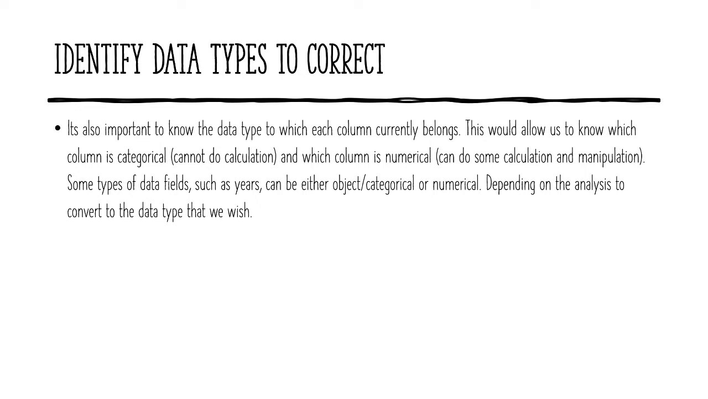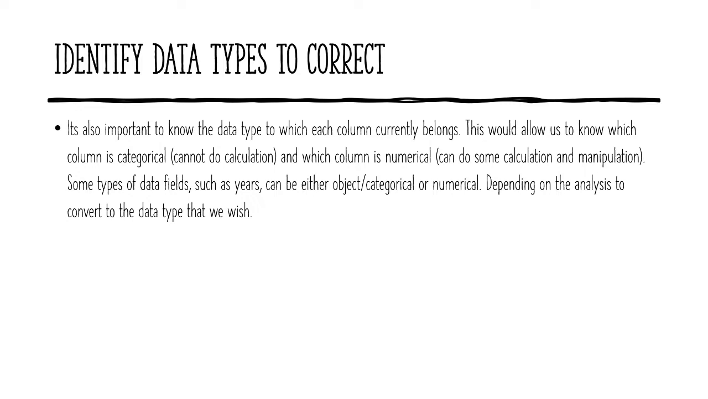the data types, to allow us to figure out whether we want to correct the data type or not. So it's important to know the data type to which each column currently belongs. When we first load the data, Pandas will look at the data and try to assign it a type.